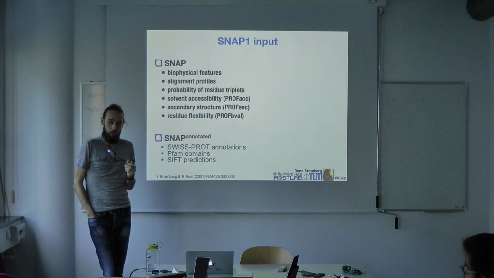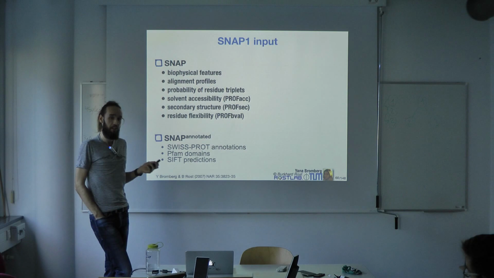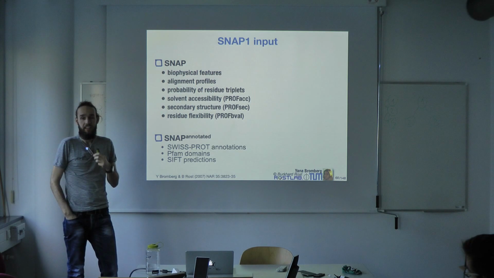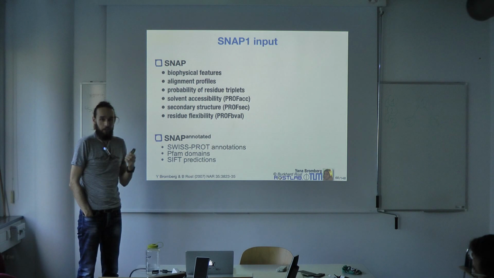Additionally, there's also a version of SNAP called SNAP Annotated, which has a similar idea to what I said about PolyPhen. So it also looks at what we already know. Are there any motifs annotated in that sequence? Do we have any binding sites known or anything like that? And SNAP also takes that into account for the prediction.